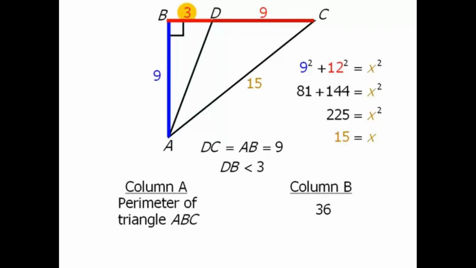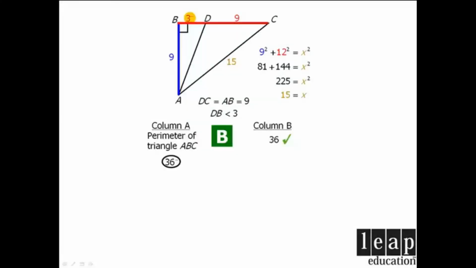However, the length of BD is not 3, it's less than 3. So we'll add that here. So if the length of BD is less than 3, that means the perimeter of triangle ABC will be less than 36. We can now see that column B must be greater than column A, so our answer is B.